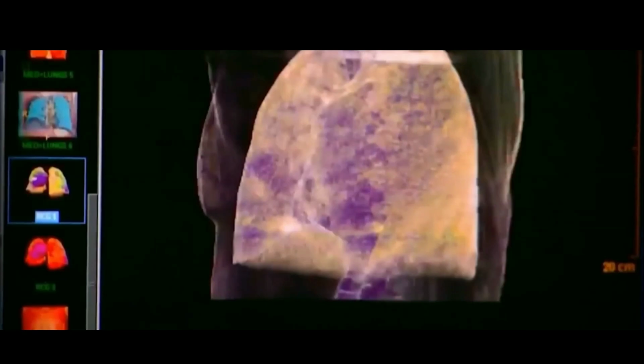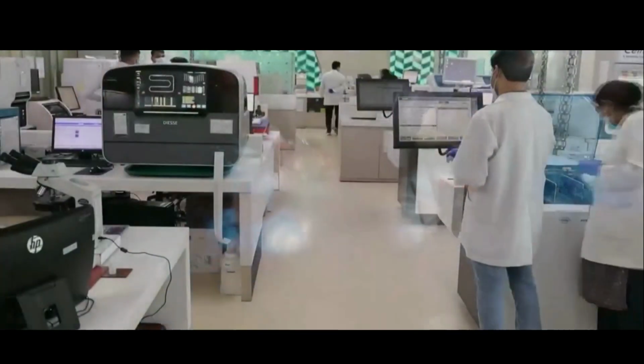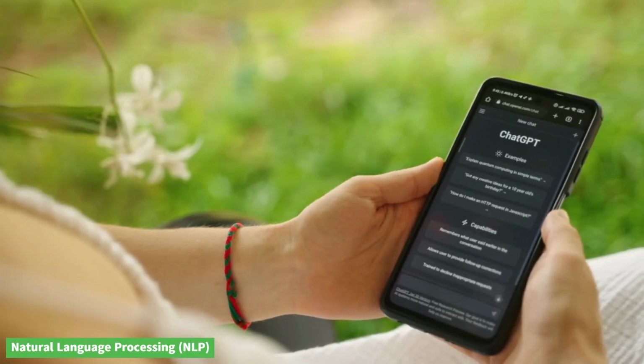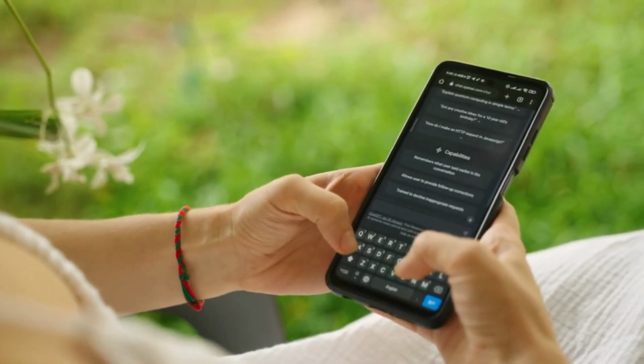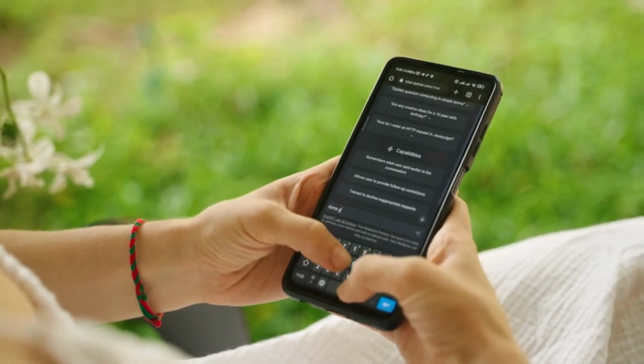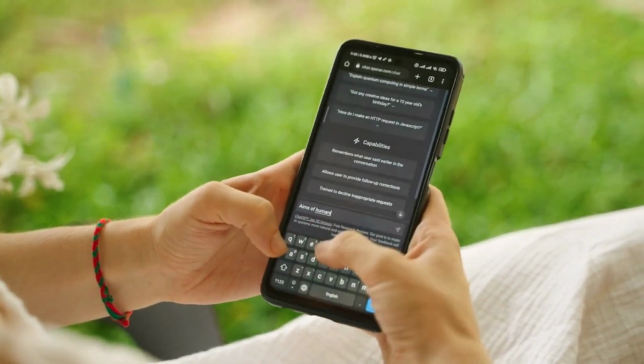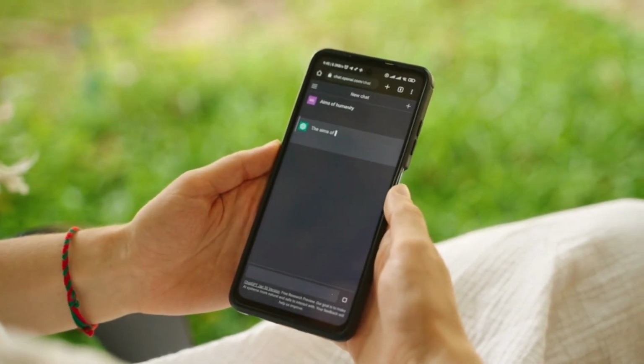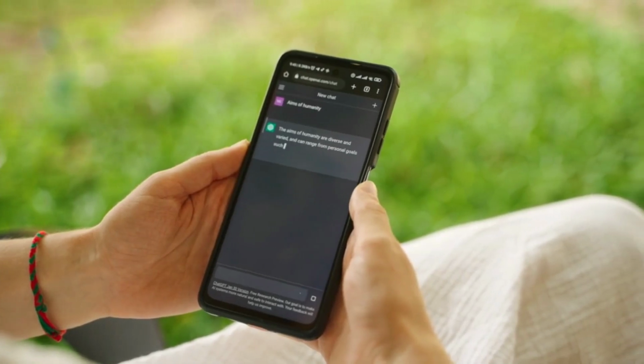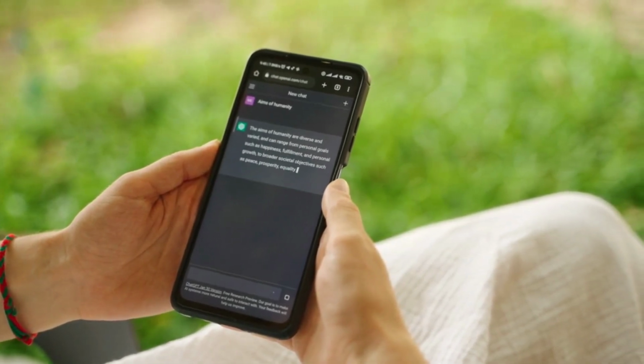3. Medical diagnostics. AI-powered algorithms can analyze medical images, detect diseases, and assist in diagnosis and treatment planning. 4. Natural language processing, NLP. AI and machine learning are used to enable computers to understand and process human language, enabling applications like chatbots, language translation, and sentiment analysis.